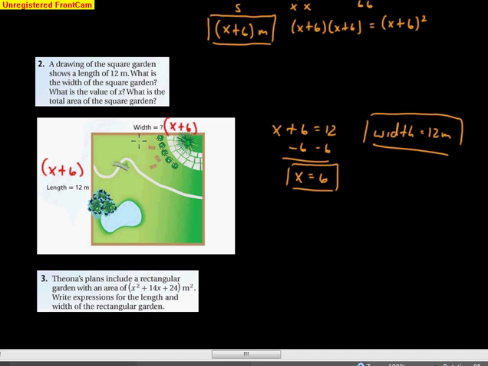And it says what is the total area of the garden? Again, the garden is a square. Area equals s squared. Area equals 12 squared. The area is 144 meters squared. Alright, so there's the square portion of our extended response question.